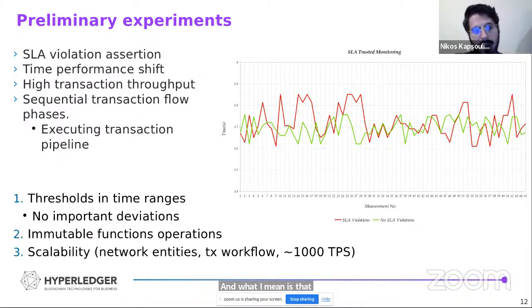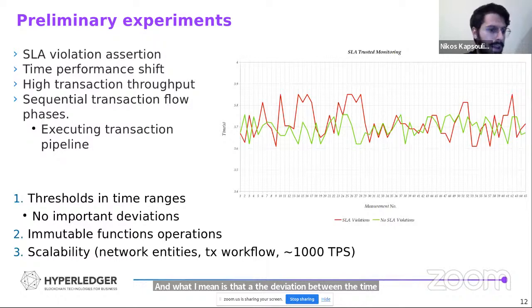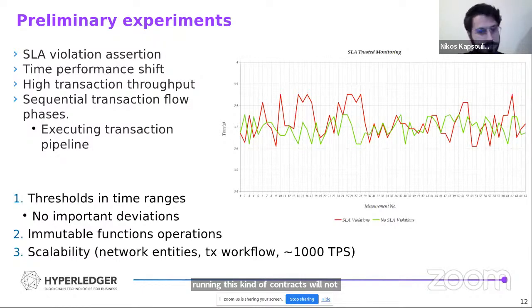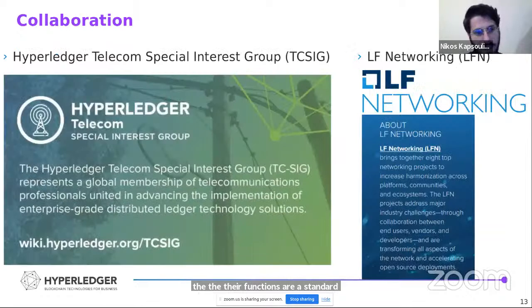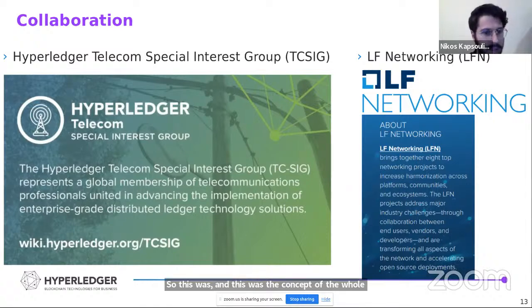And what I mean is that the deviation between the time of running this kind of contracts will be negligible, since the code is submitted on the ledger, and we're using the smart contracts whose functions are standard. So this was the concept of the whole ecosystem that we have described in this architecture.